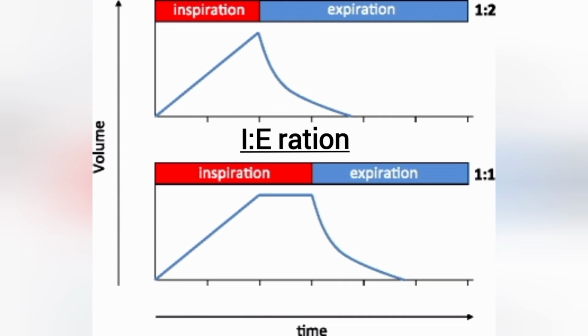Then the I to E ratio. The I to E ratio refers to the ratio of the inspiratory portion compared to the expiratory portion of the breathing cycle. The normal I to E ratio varies from 1:2 to 1:4.